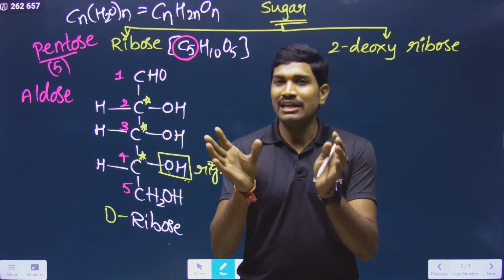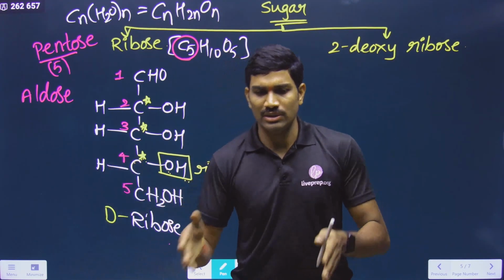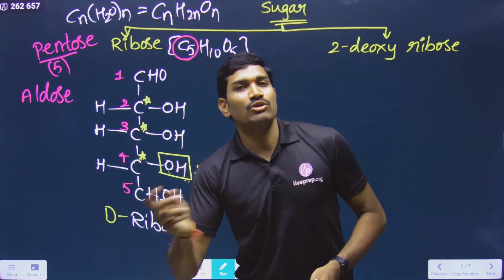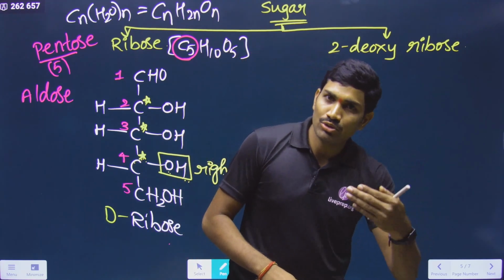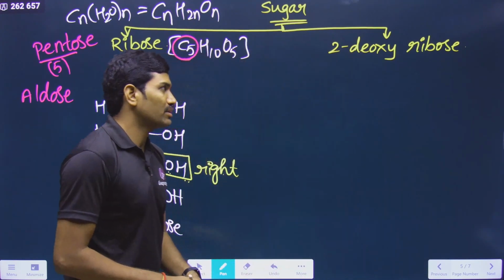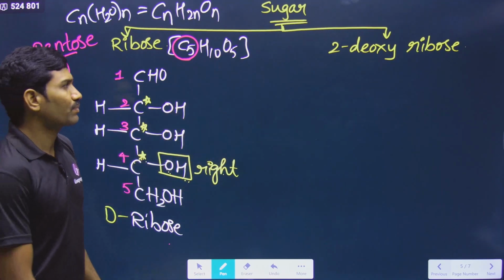Please remember, the name of a nucleic acid is actually given based on sugar only, not based on the nitrogenous base. Ribose sugar containing nucleic acid, ribonucleic acid. Deoxyribose sugar containing nucleic acid, deoxyribonucleic acid. So the name of the sugar is very important. This is for the ribose. Then what is deoxyribose?